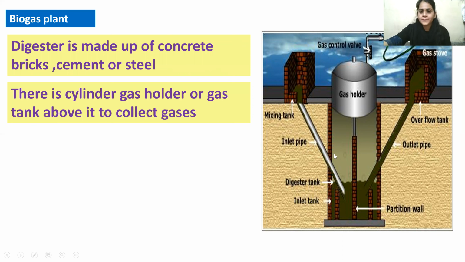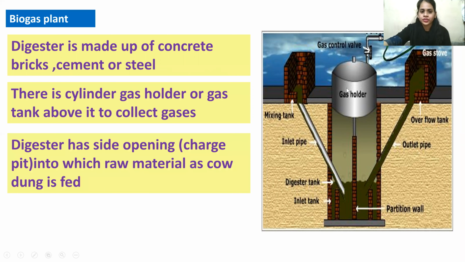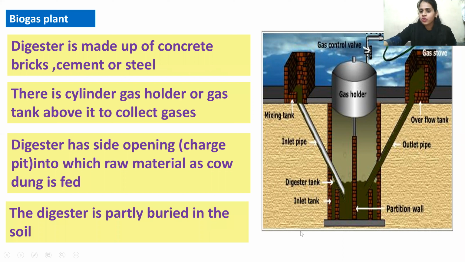Okay, so this is a digester, this is a gas holder, and it also has side openings, like a charge pit, like this, in which raw material such as cow dung is fed. See, there's an inlet pipe and there is an outlet pipe. So the inlet pipe is obviously for the raw material to go in, right? So the digester is partly buried in the soil. It's not above the soil, it's partly buried in the soil.